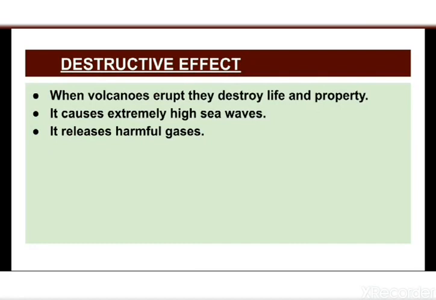Let's learn some of the destructive effects of a volcano. So when the volcanoes erupt, they destroy life and property. Second is that it causes extremely high sea waves. At the same time, it releases some harmful gases which are not good for our environment and cause air pollution. Agricultural fields are covered with layers of ash and dust, making them unfertile for agriculture. Then huge clouds are also formed during the volcanic eruption, which may cause heavy rainfall, which results in floods and landslides.